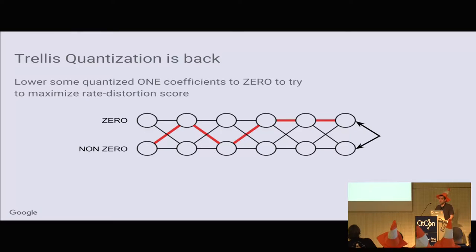So we've brought Trellis back in our speed 0 encodes, and I'm starting to bring it back in speed 1 and speed 2. We've made our Trellis implementation a lot faster and more cache friendly. So it's actually usable now.